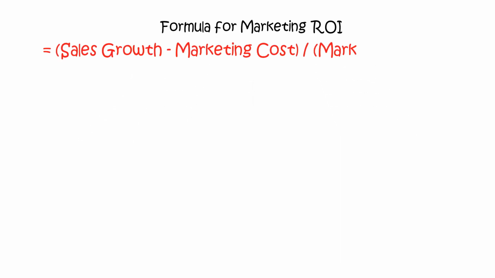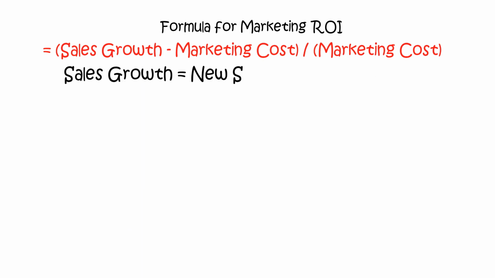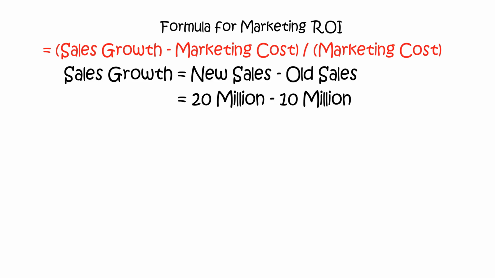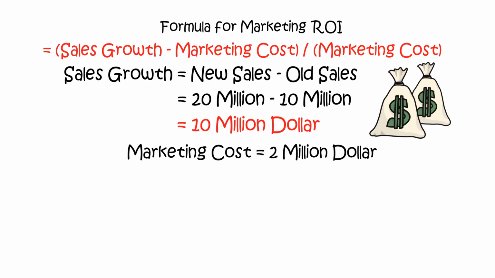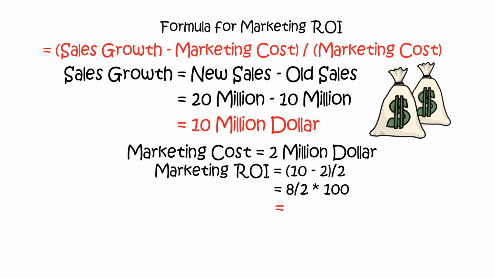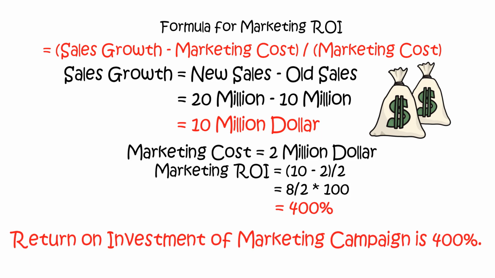The formula for marketing return on investment is (sales growth minus marketing cost) divided by marketing cost. Sales growth is equal to new sales minus old sales, that is $20 million minus $10 million, which is equal to $10 million. Marketing cost is equal to $2 million. So, marketing return on investment is equal to 400%. Thus, we can say that the return on investment of the marketing campaign is 400%.